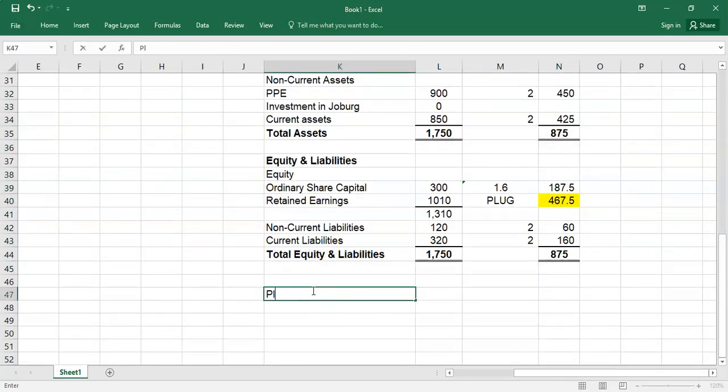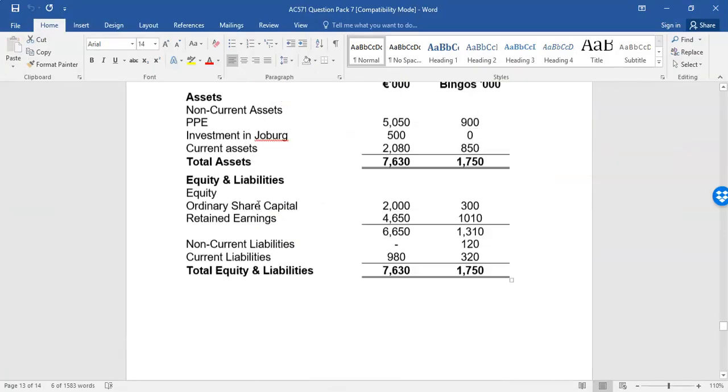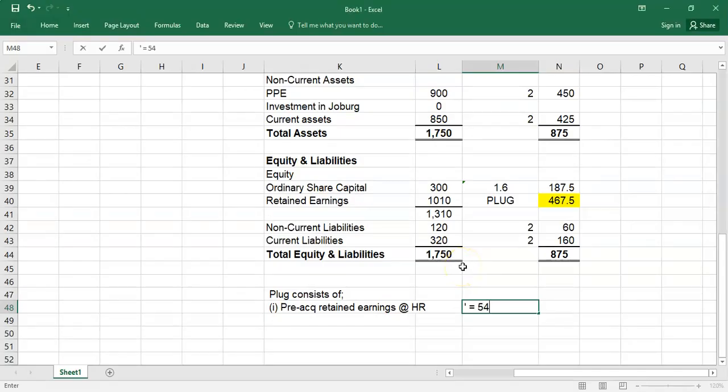And in that plug figure, the plug consists of 3 things. And this will always be the same 3 things. The 1st is pre-acquisition retained earnings at the historic rate. So in our case here, it's the retained earnings at the date of acquisition, which in this case we are told are 540,000, so 540,000 divided by 1.6.